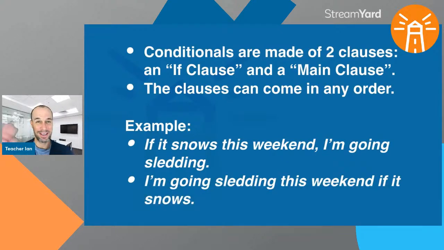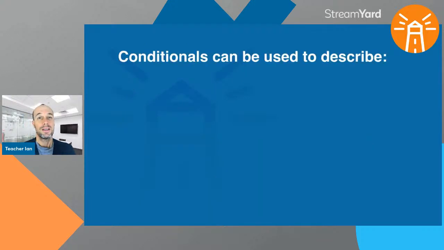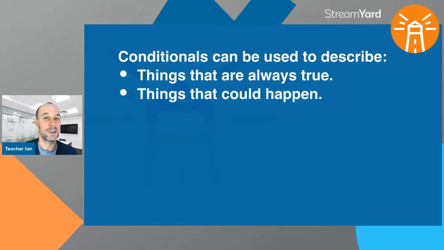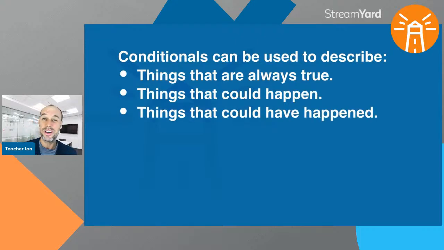Awesome. So I think we're good. If clauses, main clauses, two parts, they can come in any order. That's all you really need to know. Let's move on. All right. Some of the things conditionals can be used to describe, and we'll go through the different parts. So we can use conditionals to talk about things that are always true, things that could happen or may happen, things that could have happened but didn't.